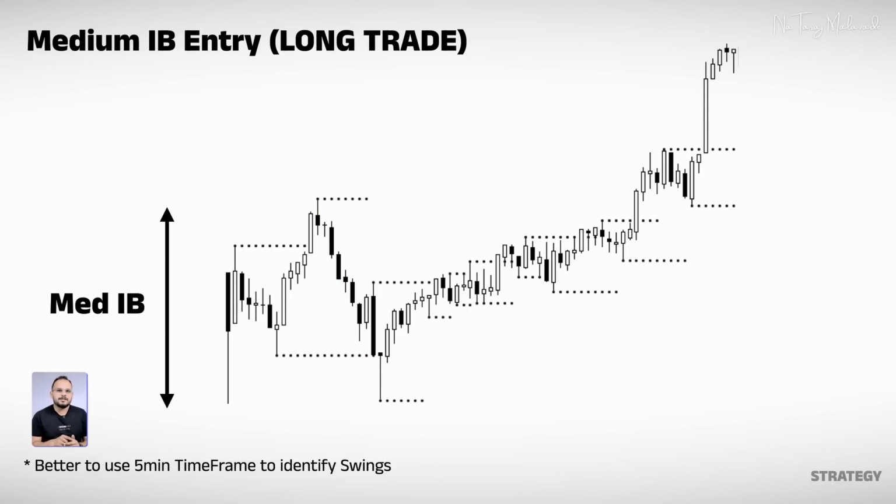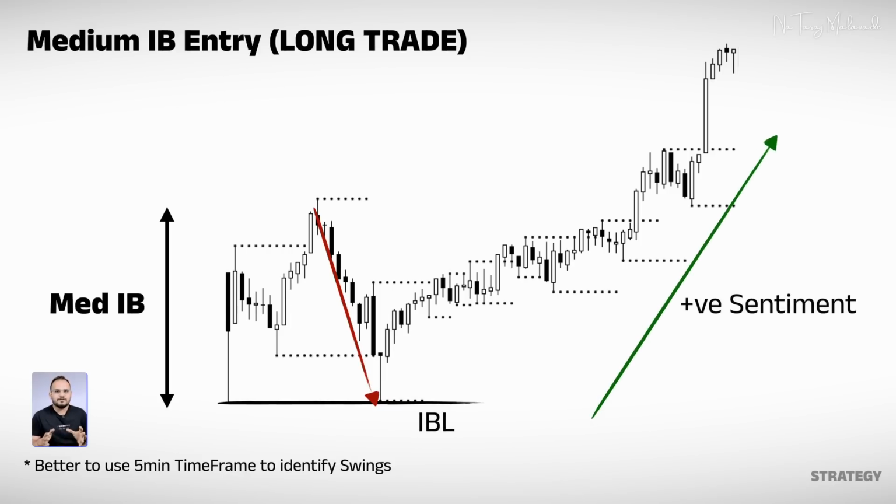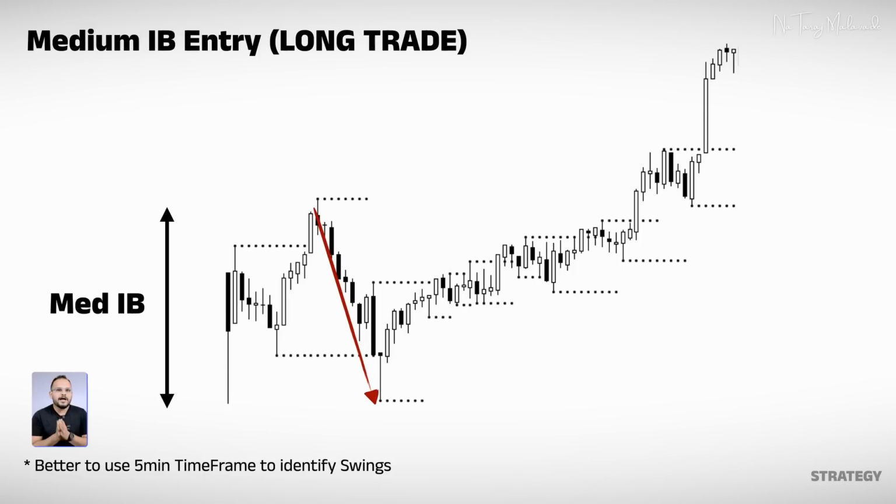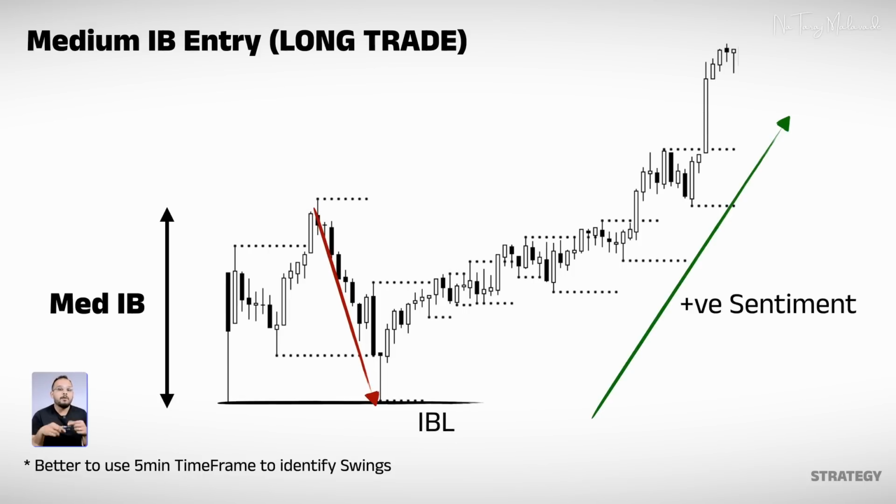In this image here, you can see that we have identified the IB as a medium IB range. The market was trending in an upward direction, so it was very clear that we are looking for a long trade here. It approached the IB low and formed the swing high above the IB low, and then we are getting a trigger here. So basically we are entering the long trade immediately at this swing high breakout.